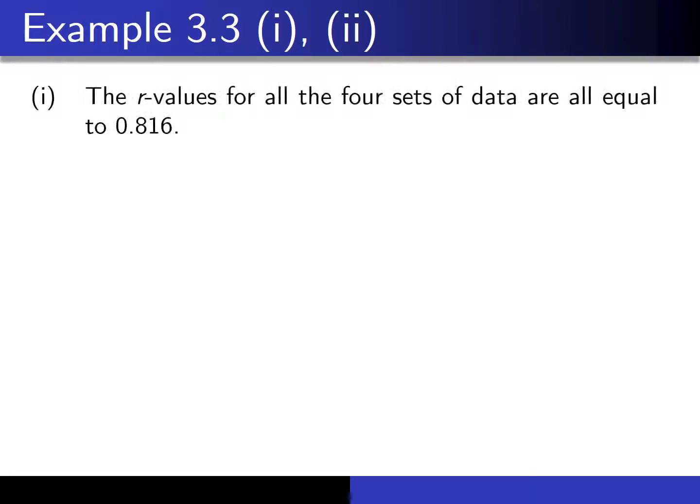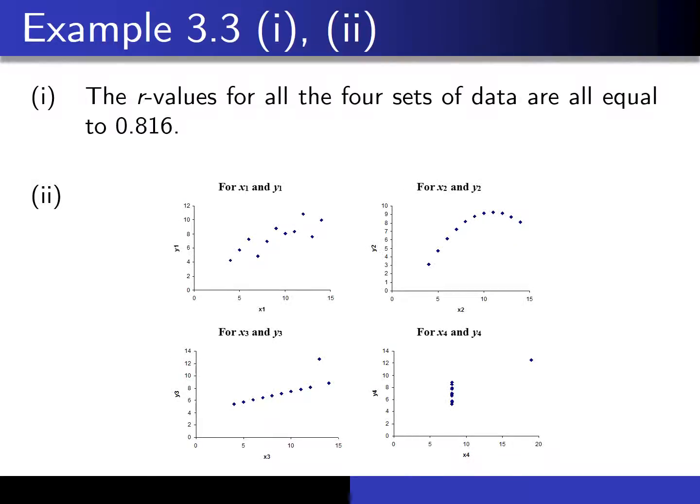For Part 1, one can verify that the values of the product moment correlation coefficient for each set of data is equal to 0.816, correct to 3 significant figures. For Part 2, the scatter diagrams are as shown on the screen. Notice that despite sharing the same R values, the scatter diagrams demonstrate very different relationships among all 4 sets of data.